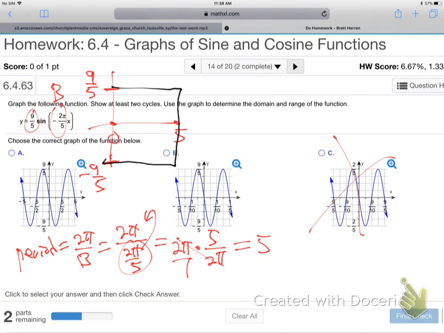So, okay, it's a sine graph. It's a positive sine graph. So where does it start? Starts here at the origin. And where's it going to go? Up first or down first? It's a positive sine. Positive. So it's going up first. It's going to go up to its maximum, hit 0 halfway, down to its minimum, come back to 0. Between 0 and 5. Which one of those does that?